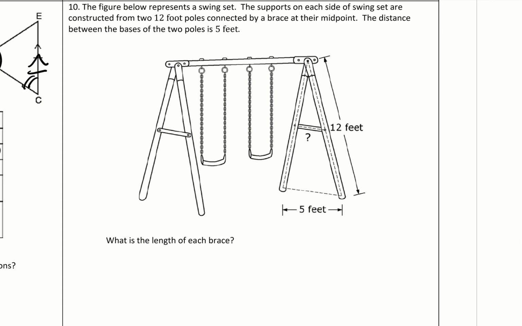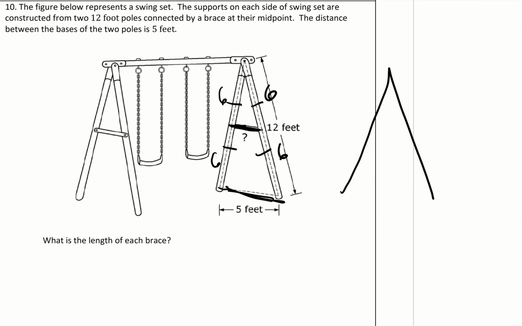So number 10, the figure below represents a swing set. The supports on each side are constructed from 2 12-foot poles connected at the brace by the midpoint. Okay, so this is at the midpoint, so this is cutting this in half. That means this is 6 on each side. And then this is 5 feet right here. It says the distance between the bases is 5 feet. What is the length of the brace?